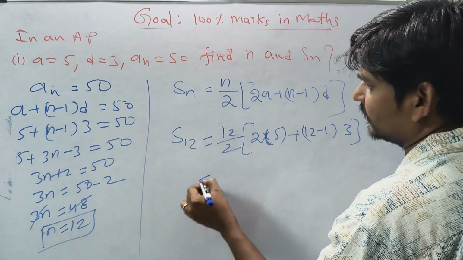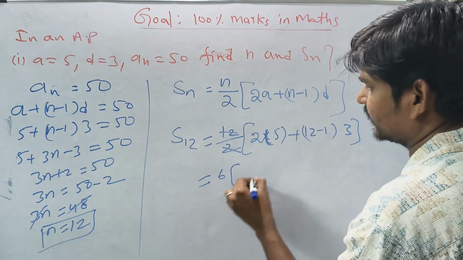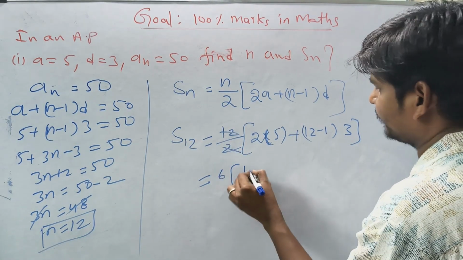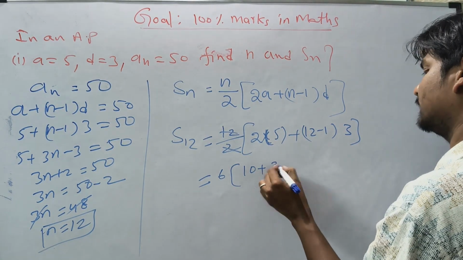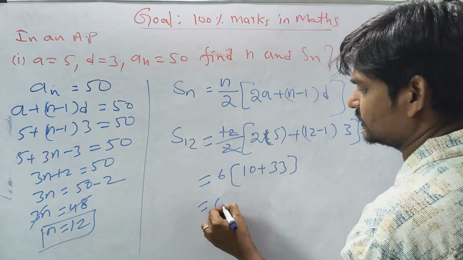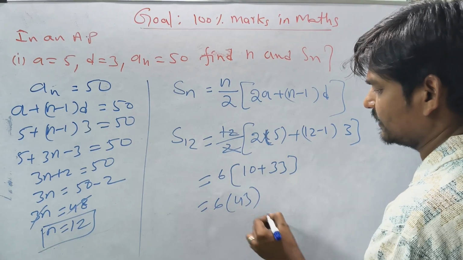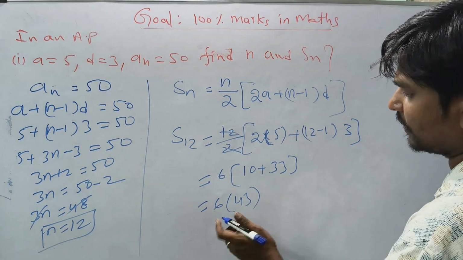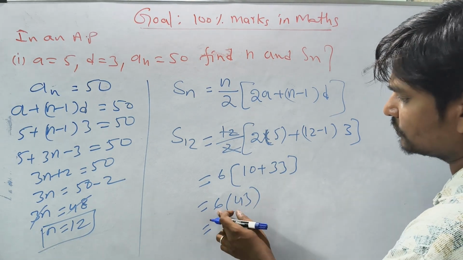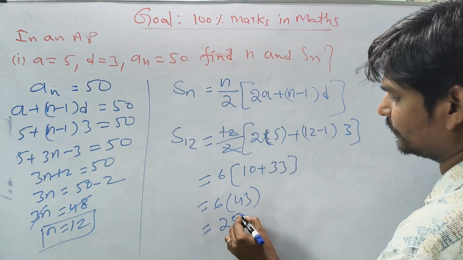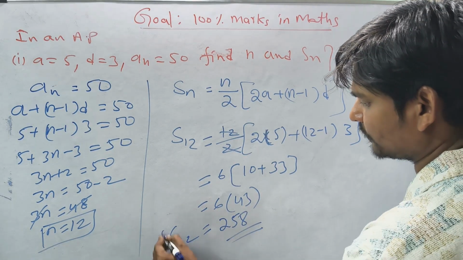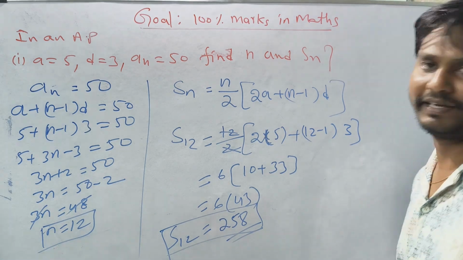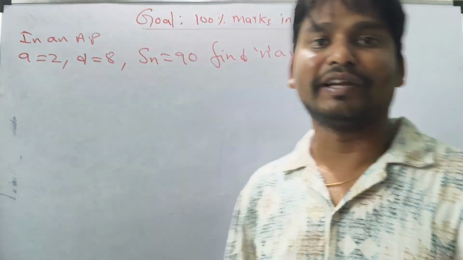Now substitute here, 2 in 6 times gets cancelled. Now 2 into 5 is 10, plus 12 minus 1 is 11, 11 into 3 is 33. From this 6 into 43. 6 into 40 is 240, correct? 6 threes are 18, so 258. The sum of the 12 terms of the AP is 258. Clear? Next we will move on to the next question.